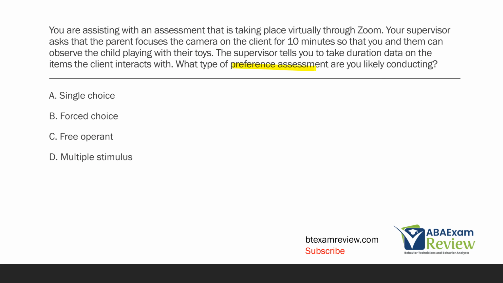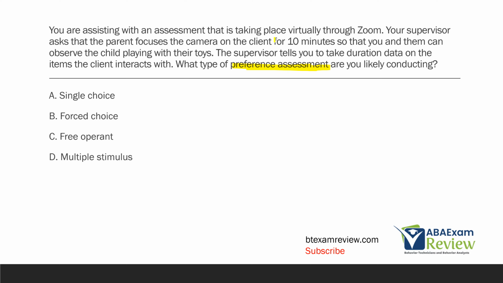This is a preference assessment question, and we need to identify what assessment we are conducting. Where do we start in preference assessment questions? We ask ourselves, how many stimuli, how many items are we assessing? If we're assessing one item at a time, we're going to pick single choice, most likely. Two items together is likely forced choice. Three or more is typically multiple stimulus or a free operant.